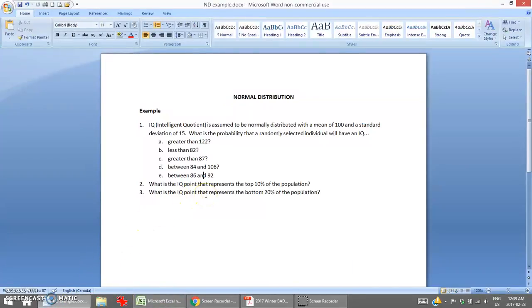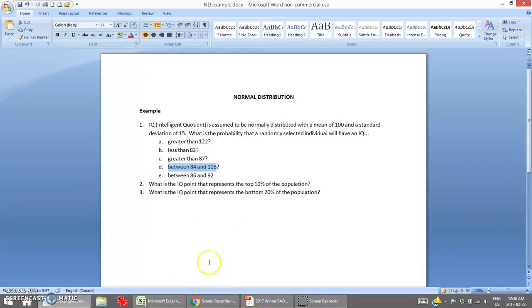Hello students, I want to show you how to do parts D and E for normal distribution. So this is a continuation of normal distribution part 1. So we're still working with the same type of question with IQ. So part D asks for the probability that a randomly selected individual will have an IQ between 84 and 106.